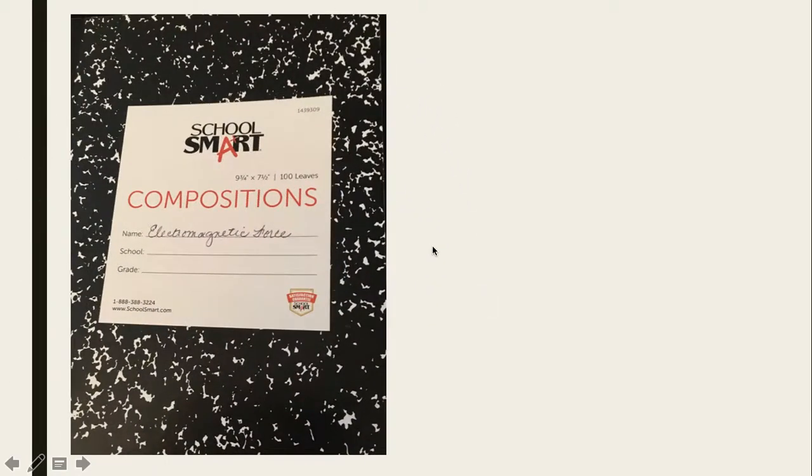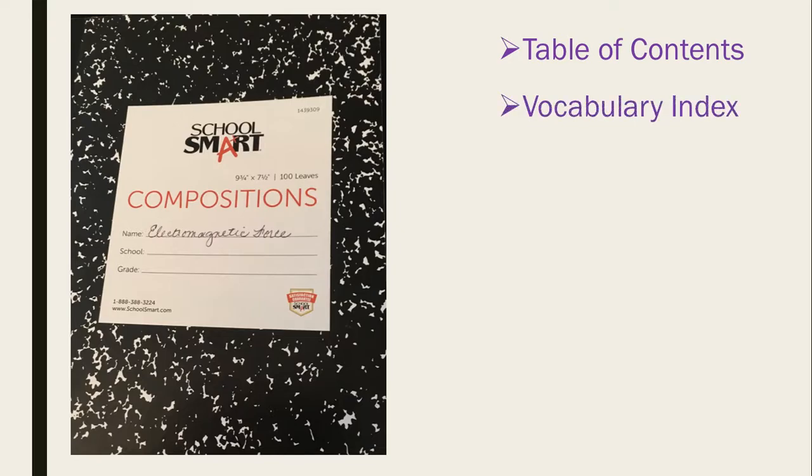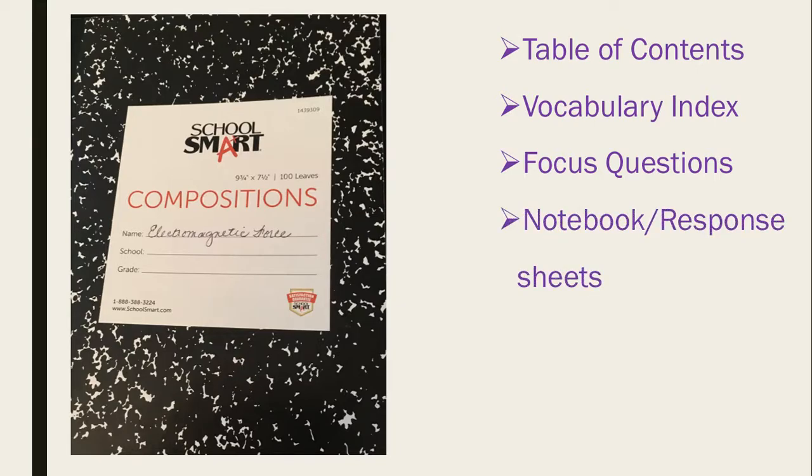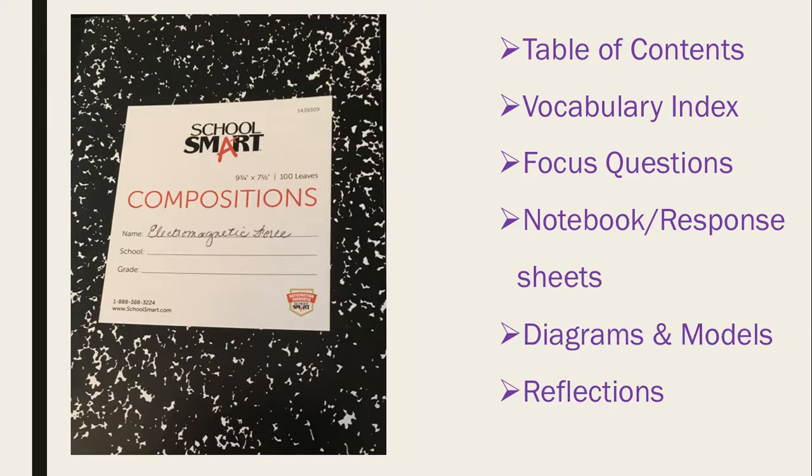So the notebook is sort of like a personal textbook, almost self-written. This notebook is going to contain the table of contents and an index for your vocabulary, which I'll explain to you in just a minute. It'll also hold your focus questions, notebook responses, response sheets, diagrams and models that students create, as well as some reflections. So the students are going to make this book really their own. It's going to be very personal. And if you take a look at mine, it's chock full of stuff. I love a chunky, crinkly sounding notebook. So it becomes really their best resource.